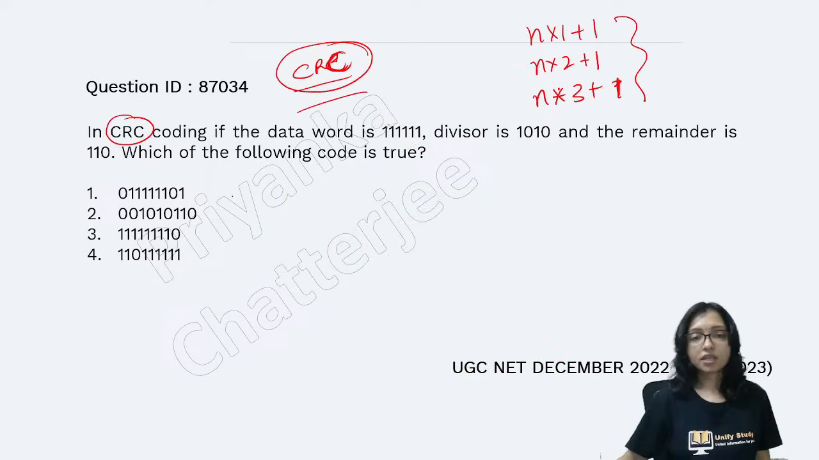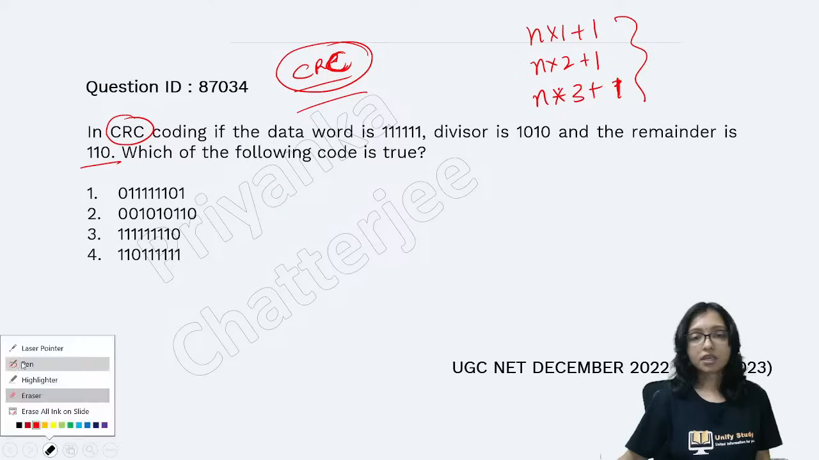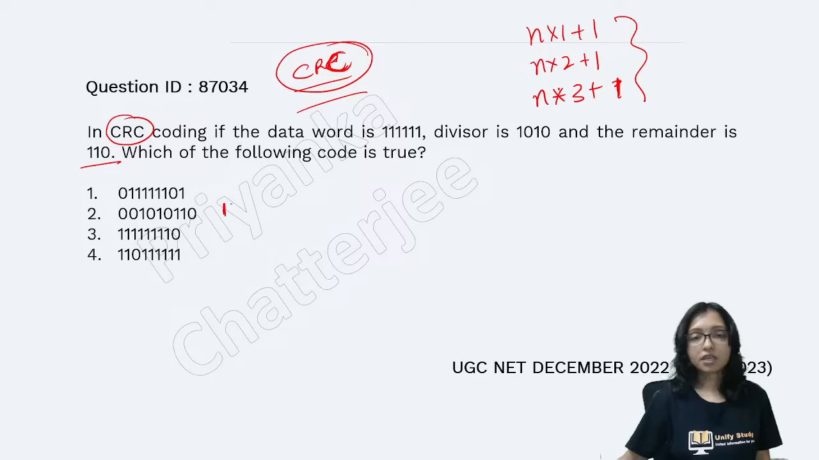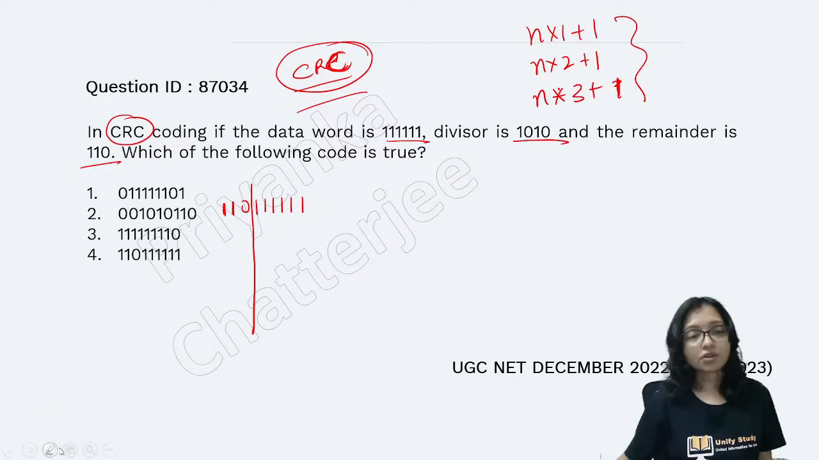What we are doing here, I am writing again. What is the divisor? This is 1 1 0. After the class I don't want to see any problem. 1 1 0, and here it is 1 2 3 4 5 6, right? And this is 1 0 1 0. So after that I will add three 0s.